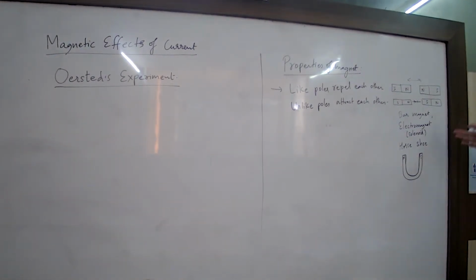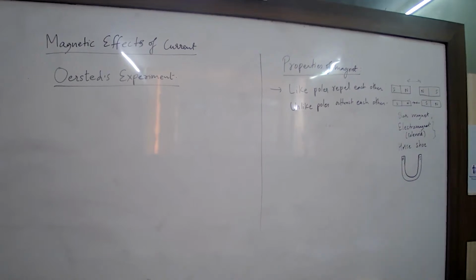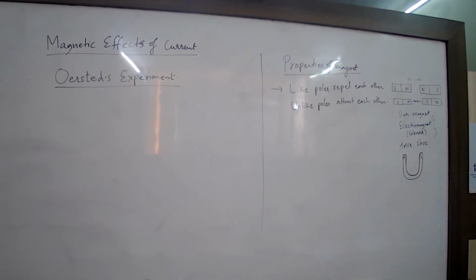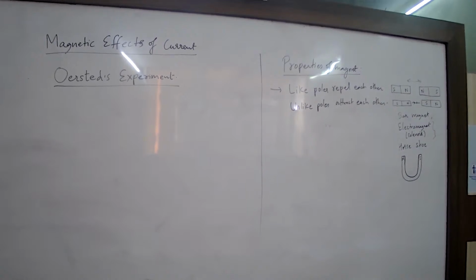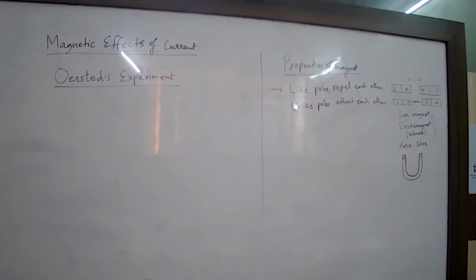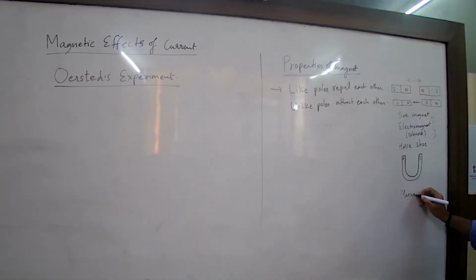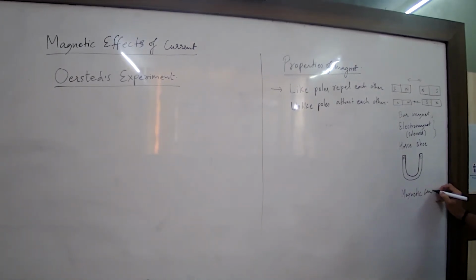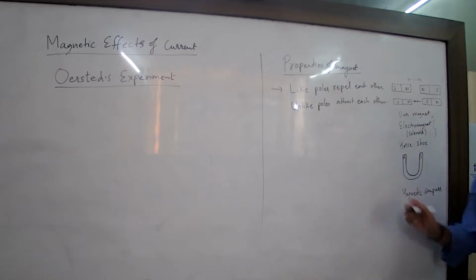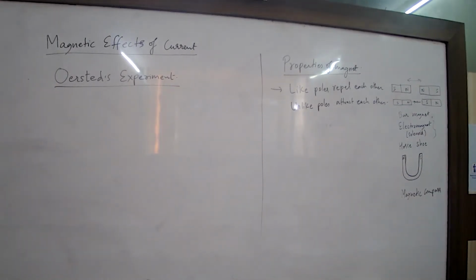These are all permanent magnets: bar magnet, horseshoe magnet. This magnet can be changed, it is flexible, and we will learn about it in this chapter. We are yet to study this. Magnetic compass is also a magnet. So these are all examples of magnets: magnetic compass, magnetic needle.